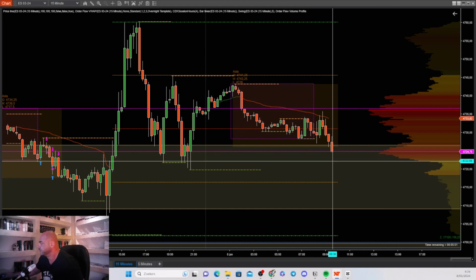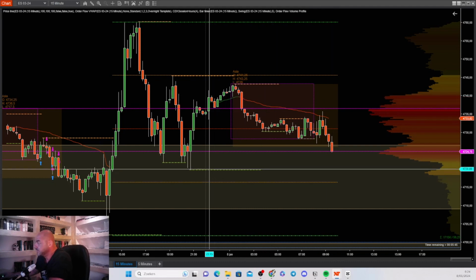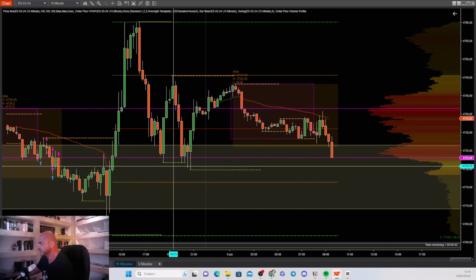My target would have been somewhere around here if I had taken this trade, but I didn't, because this, once again, is my no trade zone. I will not trade here, even if I have the opportunity to make money. I have learned through experience and through trial and error that this is not where I need to trade. I will lose money here.